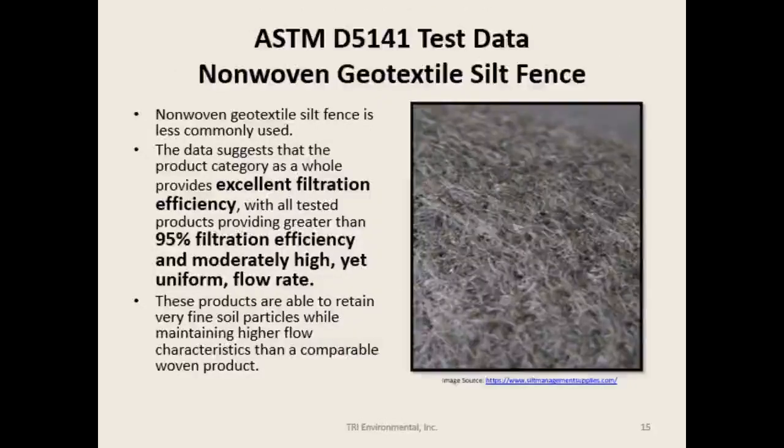Non-woven geotextile silt fence. This product category in general provides excellent filtration efficiency, with all tested products providing greater than 95% and moderately high yet uniform flow rate. Non-woven fabrics are commonly utilized for filtration because they are able to retain very fine soil particles while maintaining higher flow characteristics than a comparable woven product.